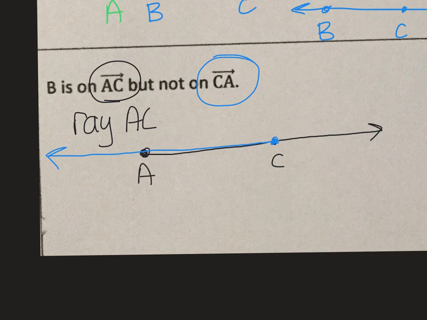So it says that B is on this ray, so it's the black part of the ray, but not the blue part, which means that it can't be in between here. So point B has to be to the right of C. That way it's still on the black line, right? The black ray is ray AC, but it's not on the blue ray, which is CA. Okay, it's an important distinction of rays, where they start and where they go.